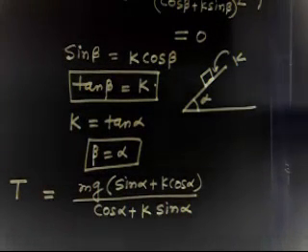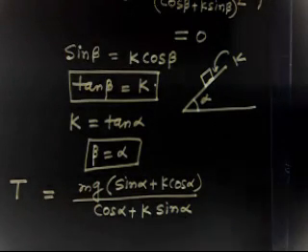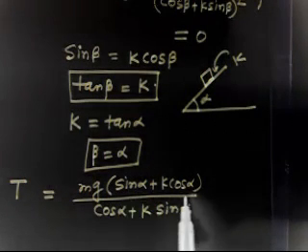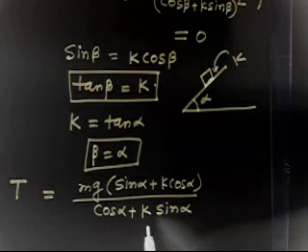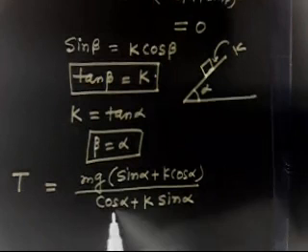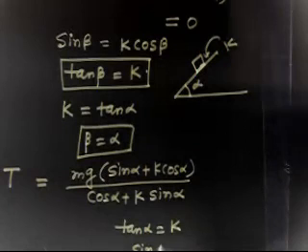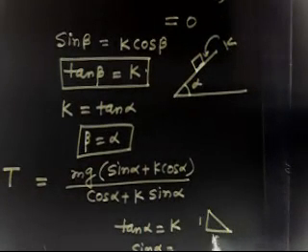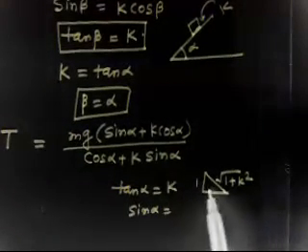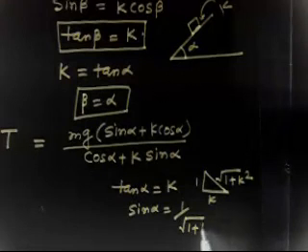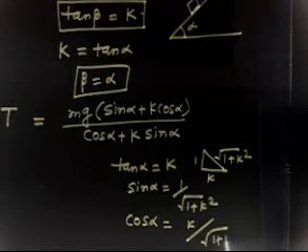You can also find this value in terms of tan alpha. So if you want, you can write sin alpha plus K cos alpha, and I know tan alpha is equal to K. So sin alpha is what? Tan alpha is K, this means K by 1, so the hypotenuse is root over 1 plus K square. So if I want to plug this value, sin alpha is 1 by root over 1 plus K square. Cos alpha is nothing but K by root over 1 plus K square.